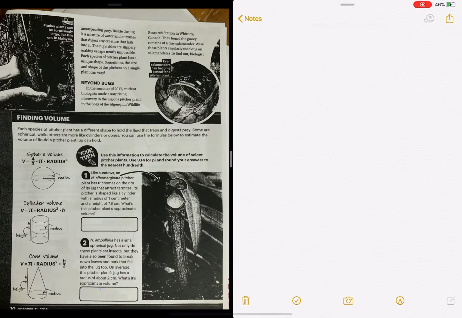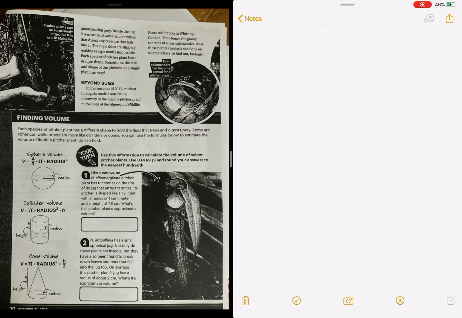This is for 7th grade. This is day 3 of your original snow packet on volume. I just wanted to show you how to do 1, 2, and 3, just to give you an idea of how to use your formulas for finding volume of a sphere, cylinder, and a cone.